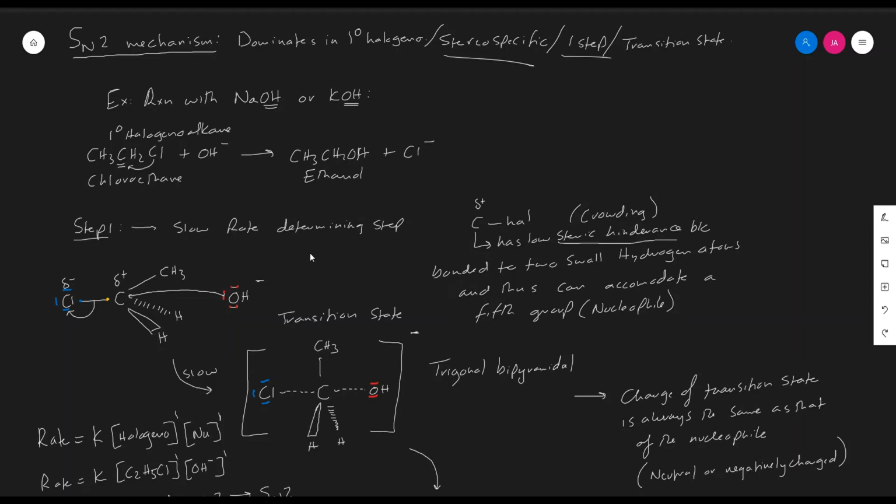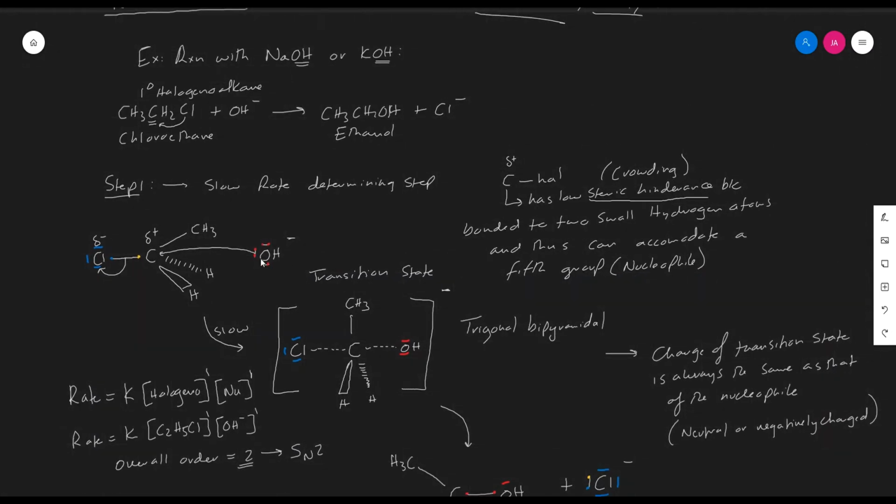The mechanism, on the other hand, is not so simple. You should always state how many steps this reaction is, so it's a one-step mechanism. And this one step is the slow rate determining step of the mechanism. As you can see here, chloroethane has been drawn in 3D.